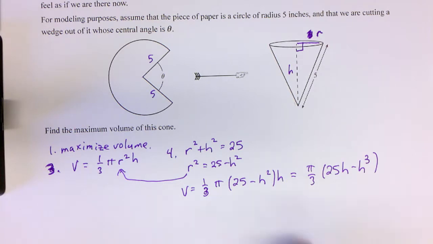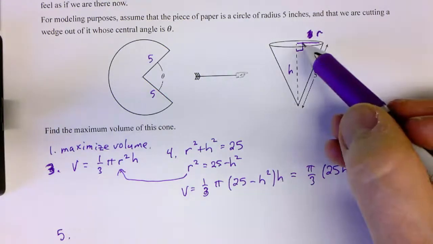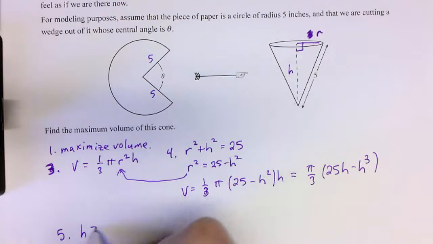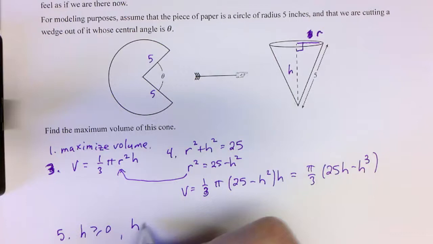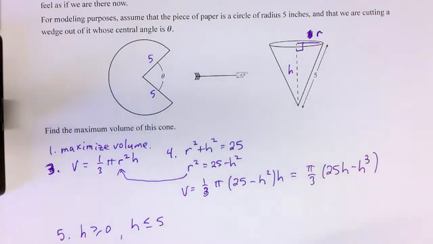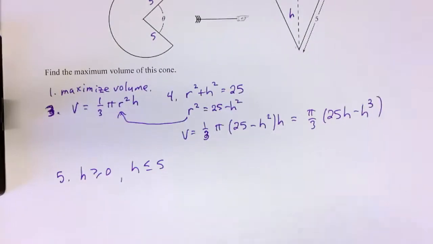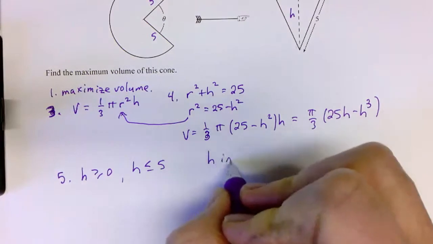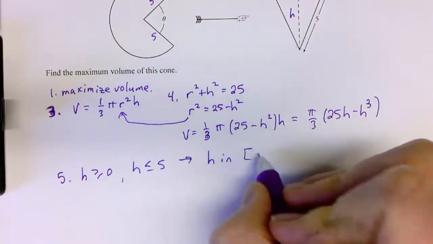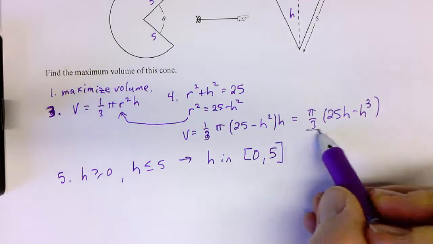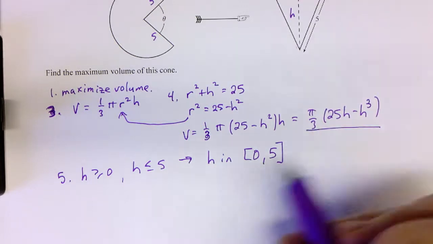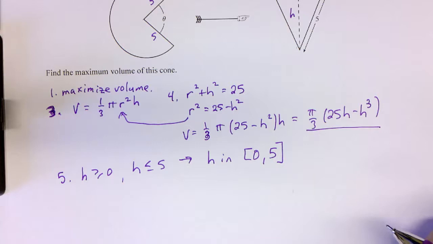What is the domain of this? Well, h clearly has to be at least 0. And if I make r equal 0, I would have h equal 5, so we have h less than or equal to 5. So h is restricted to a closed interval. And having that closed interval tells us how we're going to do the calculus. We need to find the absolute maximum volume, so the absolute maximum of this function over a closed interval. And that suggests we use the closed interval method.